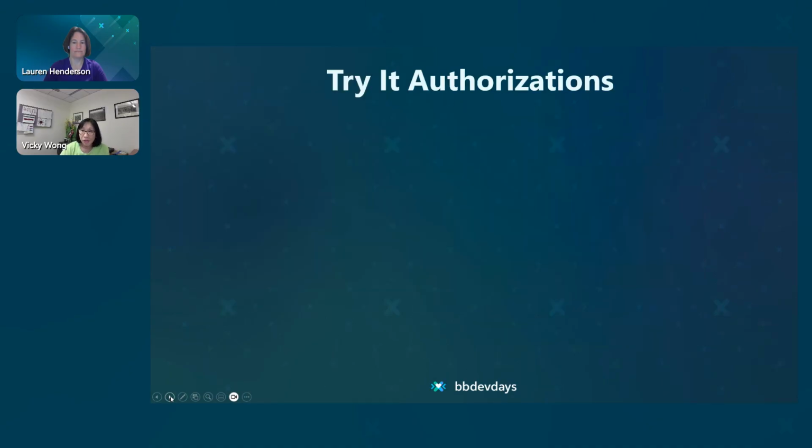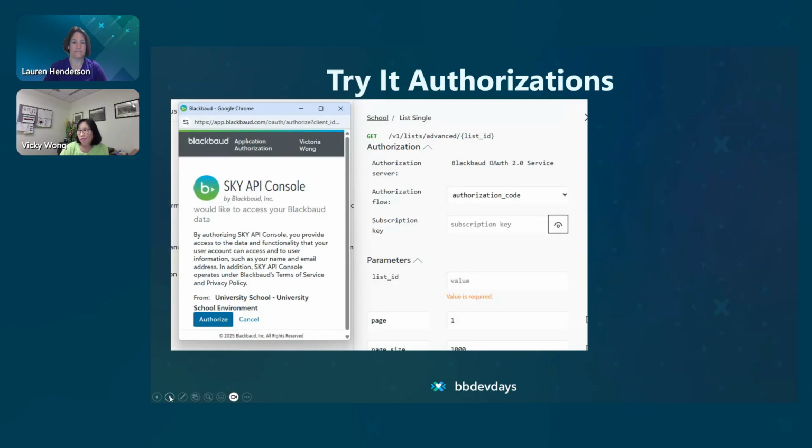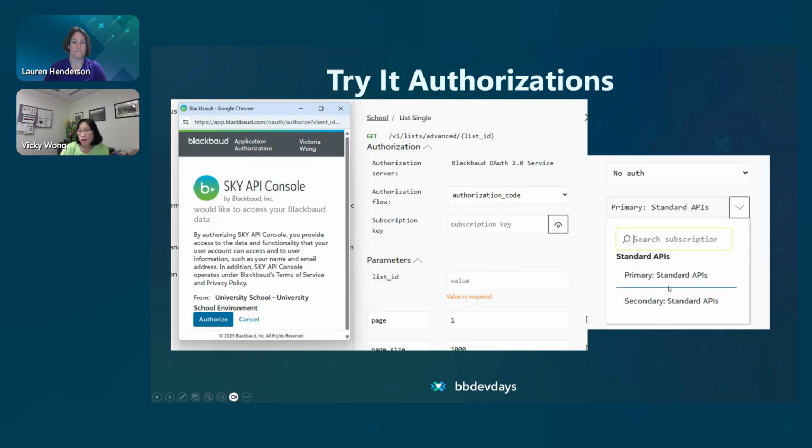From that point on, you have to make sure you get the authorization code, and all you need to do is click authorize. Then in the subscription key, you just use the primary standard API subscription key. And if the dropdown doesn't show up, your subscription key is on the top menu in your developer's account, so you can find it either way. And then you drop in your list ID.